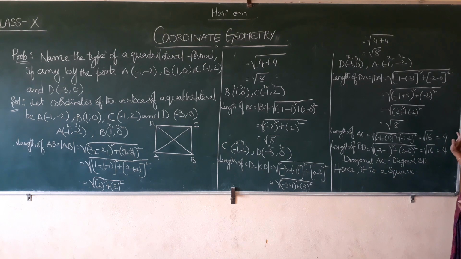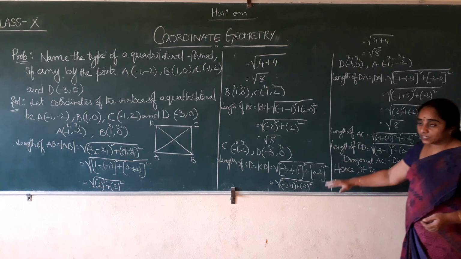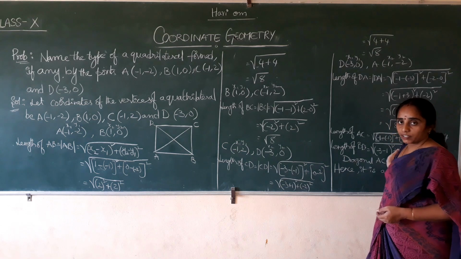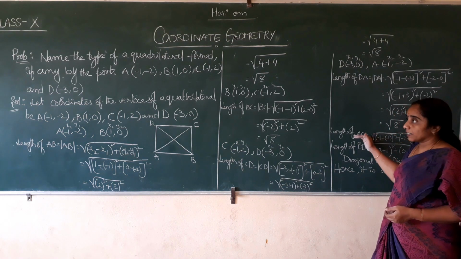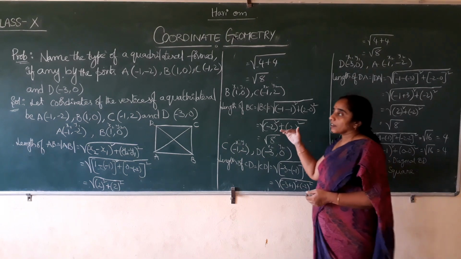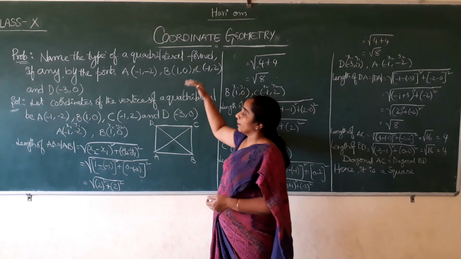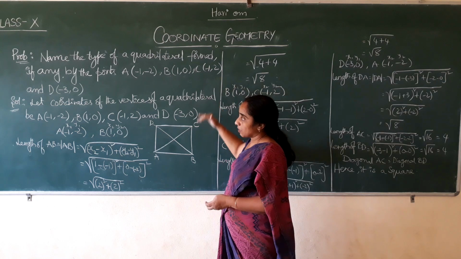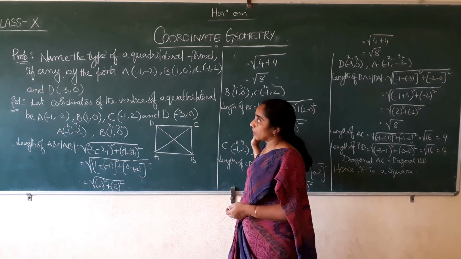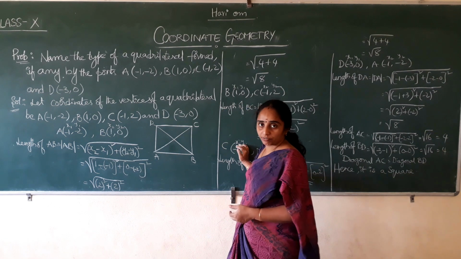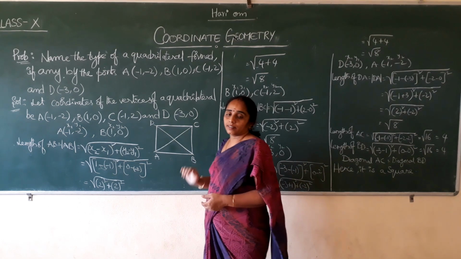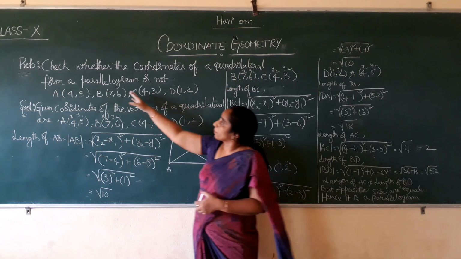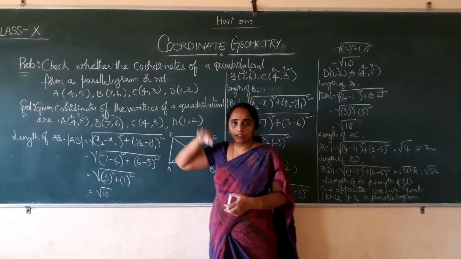So here all the 4 sides are equal. Both the diagonals are also equal. So the given points can form a quadrilateral square. These are the vertices of a square. The coordinates of a quadrilateral, do they form a parallelogram or not.